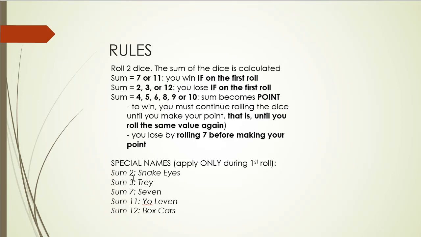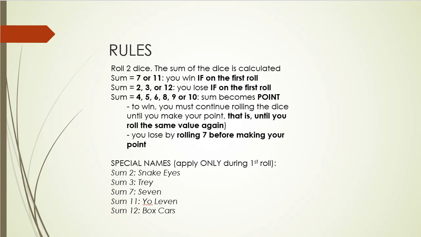And these names are used only if it's the first roll. So let's say the player rolls 11 on the first roll, so we will display that the player rolled yo 11. If the player rolled 12, for example, we'll display boxcars instead of just the sum 12. However, in any other rolls other than the first one, the sum will simply be the number that you roll.